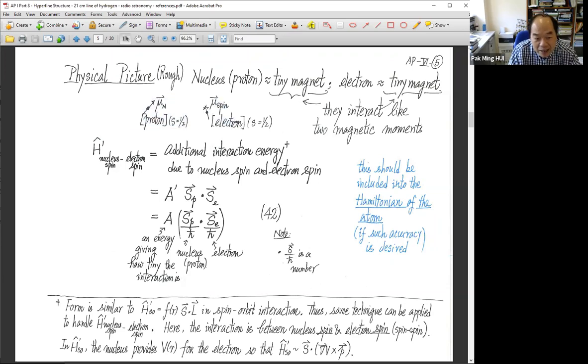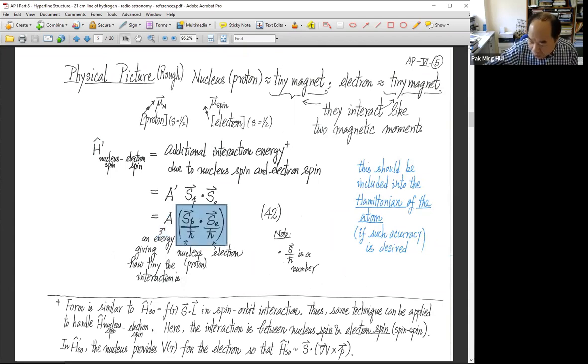The interaction energy will be mu A dot mu B, where A and B are the magnetic moments. So we expect some term like this in the energy. If we divide it by h bar, that will be a number, and the energy will be in front. We don't care what it is exactly, we can look it up. It's very tiny, something like 10 to the minus 6 eV. And now we know it is a dot product.